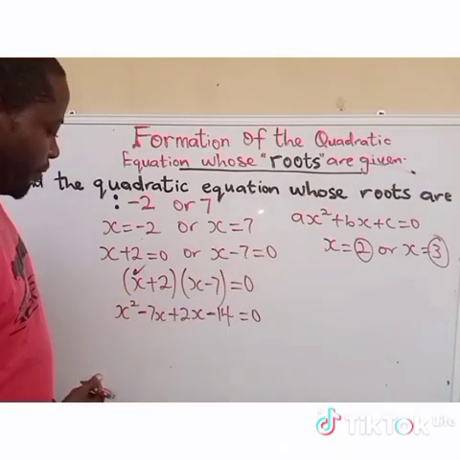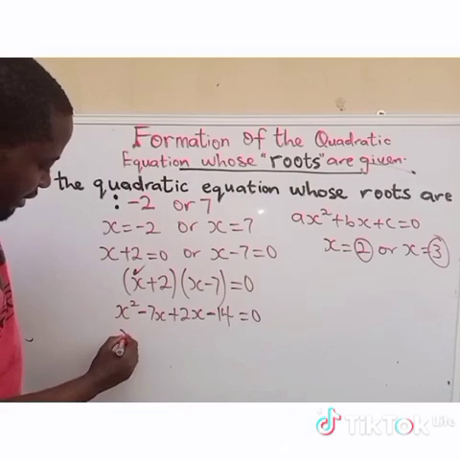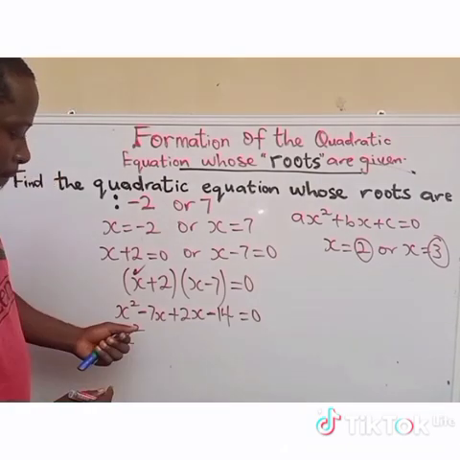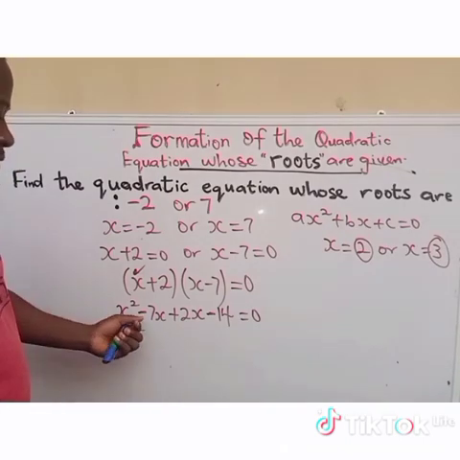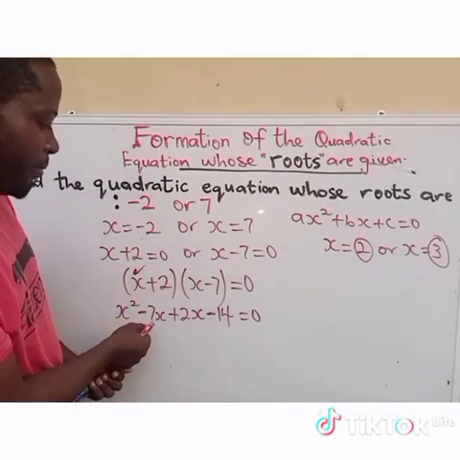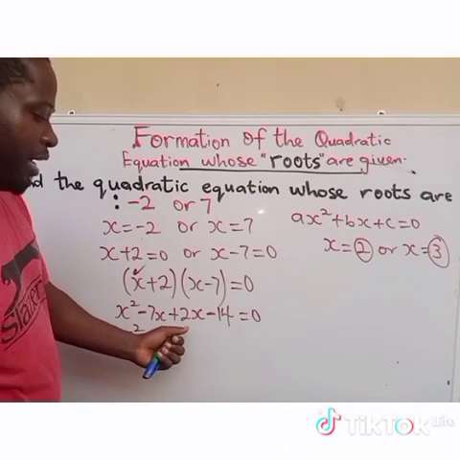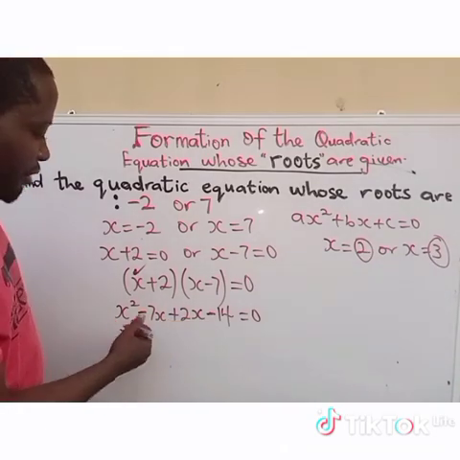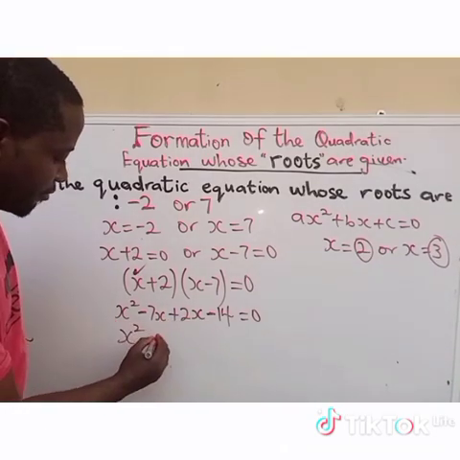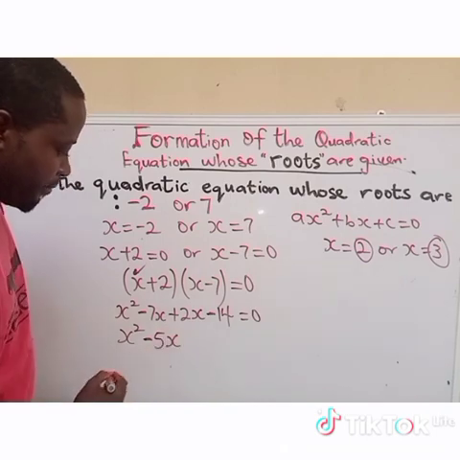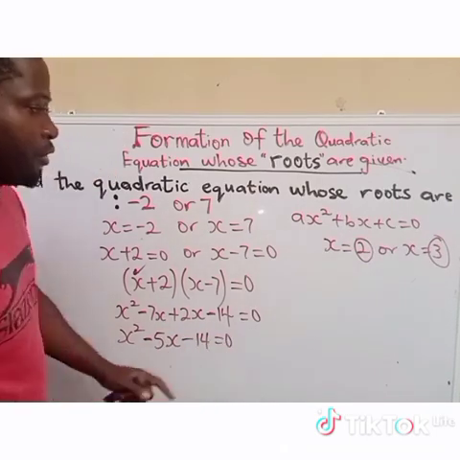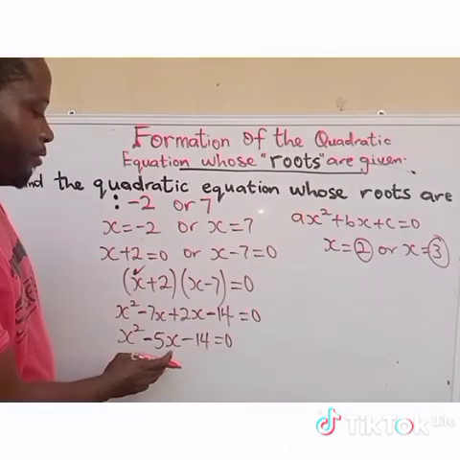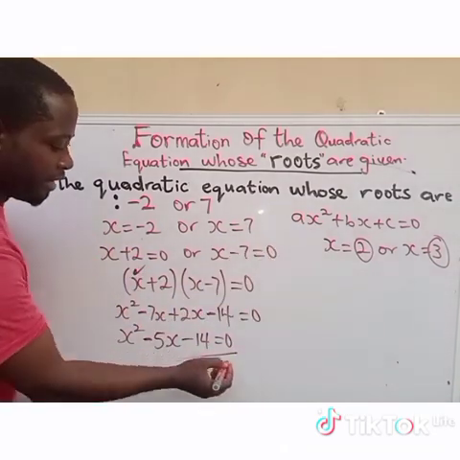Now, it's not yet in quadratic form. So then, let's proceed by saying x squared minus 7x plus 2x is just like saying you owe someone 7, and you have 2. So that's going to give us x squared minus 5x minus 14 equals to 0. So you notice that it is now in quadratic form. That means this is our final answer.